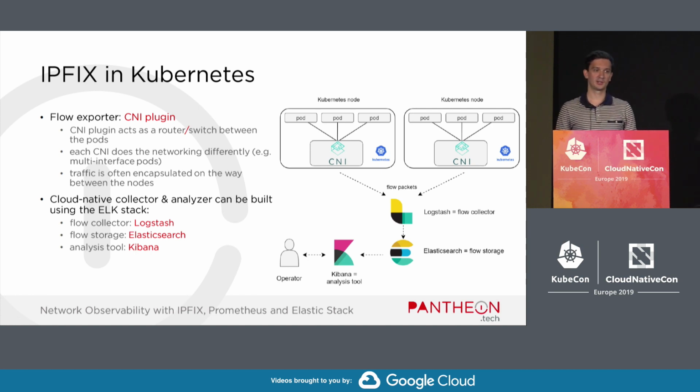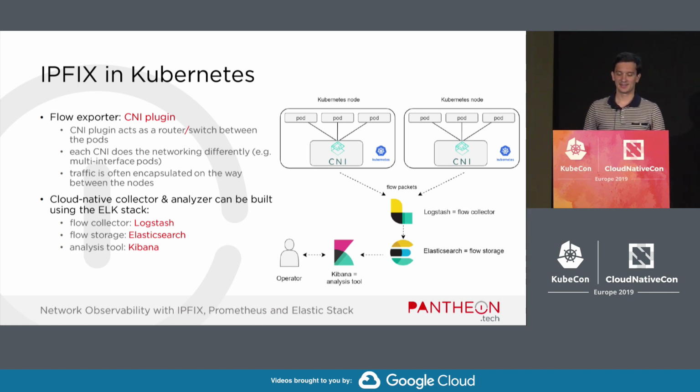The CNI plugin is actually the only correct place from where we can get such data, because the traffic between the nodes is often encapsulated into some tunnel or something similar. So you cannot really export this information using the switches and routers that you would have in your local network between the nodes.